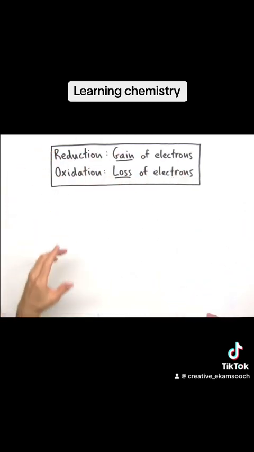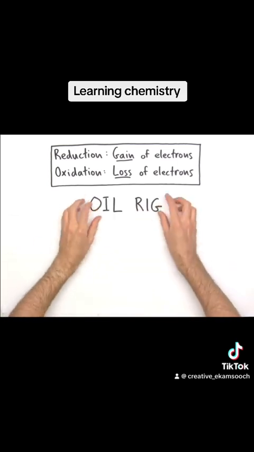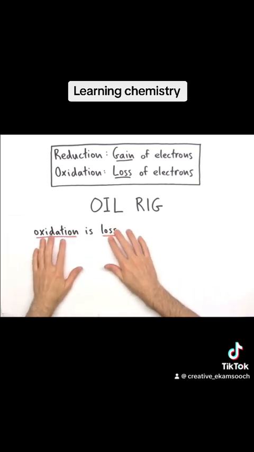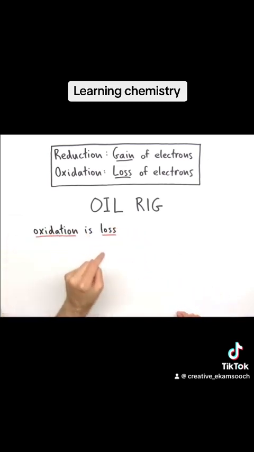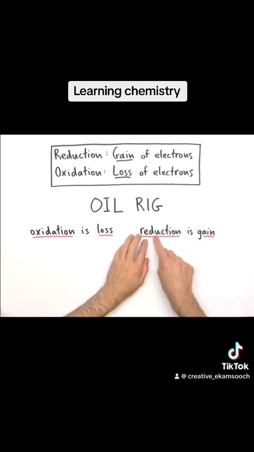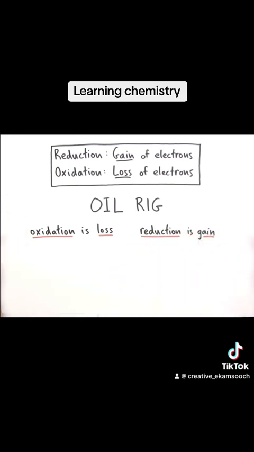Still, these things can be really confusing to remember. So here are a couple of really great mnemonics. First is the term OIL RIG. This is the name of one of those big structures you use to drill for oil. OIL stands for oxidation is loss, and RIG stands for reduction is gain. It's a really good mnemonic.